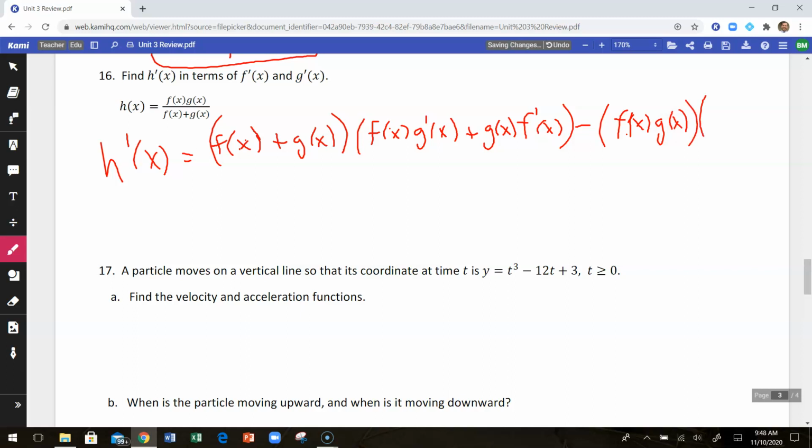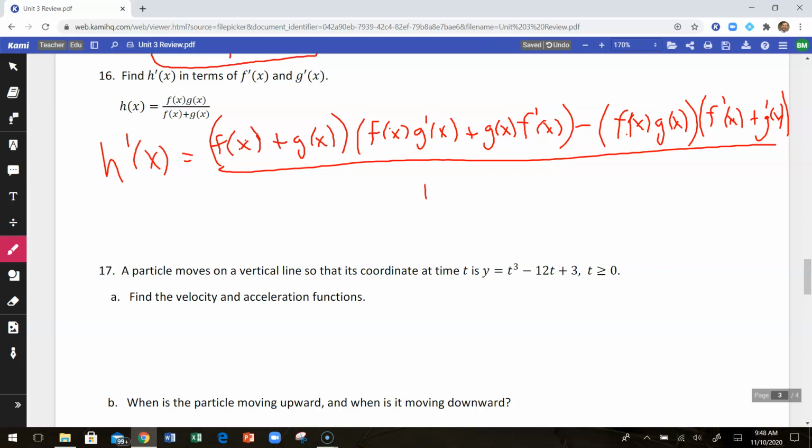Now when I do the derivative of the bottom, I don't need to do any kind of special rules because they are being added together. So the derivative of the bottom is simply just going to be whatever f prime would be plus whatever g prime would be. So f prime of x plus g prime of x. So that's my numerator, and then all over the bottom squared, which would be f of x plus g of x, squared. Looks really complicated there, but it's really just a quotient rule with a product rule mixed in there.